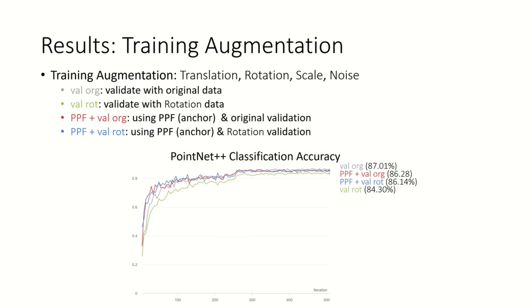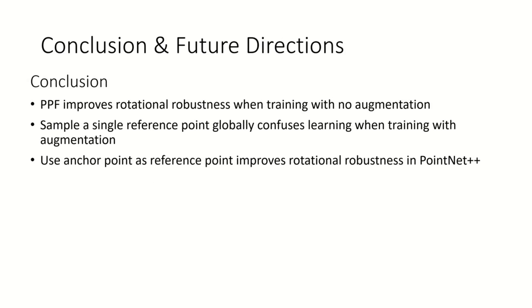We tried similarly for PointNet++, except that we use the PPF anchor rather than the PPF center sampling strategy. We can see that applying PPF anchor improves the performance on the rotated validation set. We think that in PointNet++, PPF featurization in a local region leads to better test-time rotational robustness than just taking the difference of spatial coordinates. In conclusion, we found that PPF featurization can improve rotational robustness when training with no augmentation.